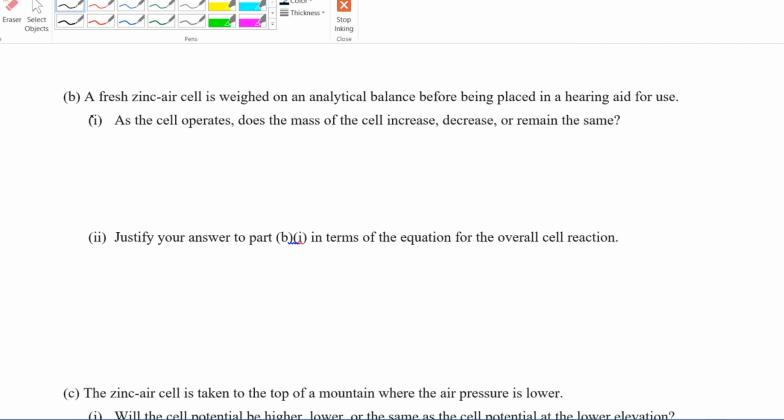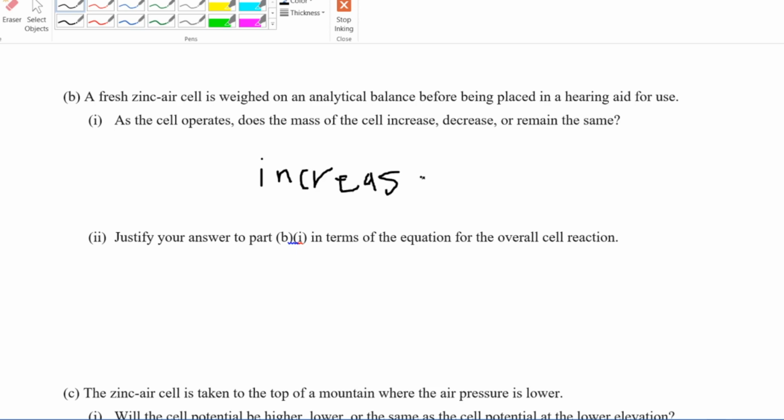Anyways, let's look at part B. A fresh zinc air cell is weighed on an analytic balance before being placed in a hearing aid for use. As the cell operates, does the mass of the cell increase, decrease, or remain the same? So after thinking about it for some time, I know the answer should be increases. Now I'll get to why.